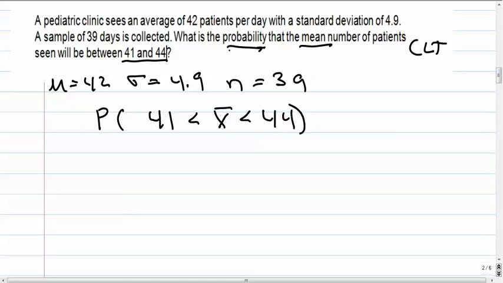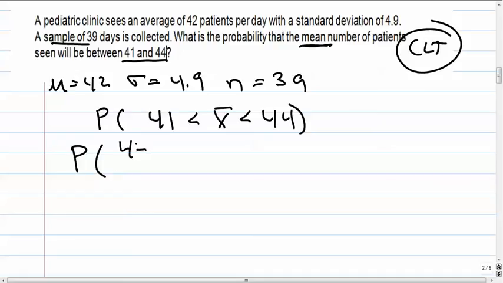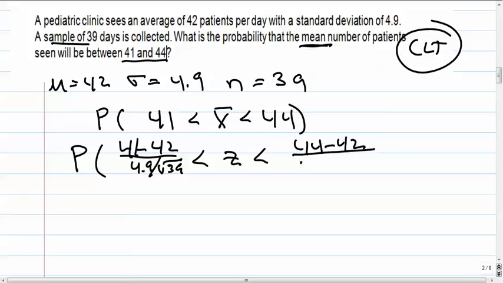But the point here is you're looking for the probability of the sample mean being between two numbers. You need to think central limit theorem. You need to think the z-score associated with the central limit theorem. So again, you're going to be doing your conversion. You're going to find the probability of 41 minus the mean divided by sigma divided by the square root of 39, and 44 minus the mean divided by sigma divided by the square root of 39.